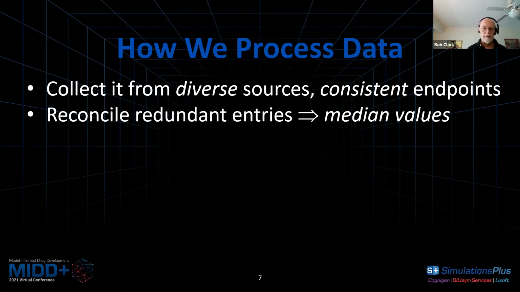We reconcile redundant entries and take median values. Now, redundancies in the data are very useful. They establish experimental error ranges, and more importantly, they help identify errors in the data. Medians are nice because they are more resistant to bias than the averages are.